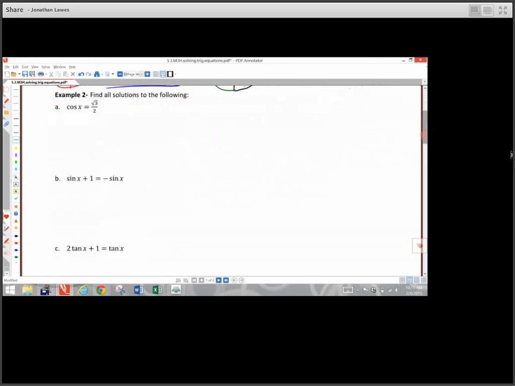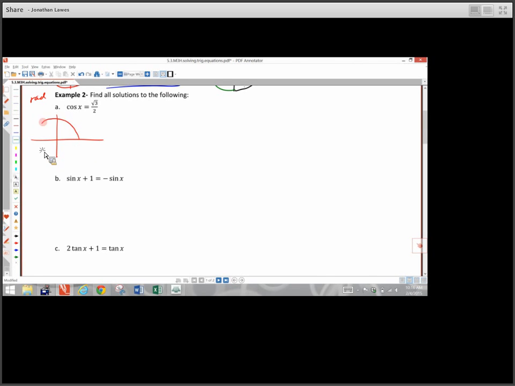Okay? But let's go through and let's solve this one. This is another relatively easy problem. Let's solve this one in radians. Okay? So let's think about this one. Let's think in terms of the unit circle. Okay? I'm looking for an angle whose cosine is radical 3 over 2. Which coordinate is the cosine? The x coordinate.